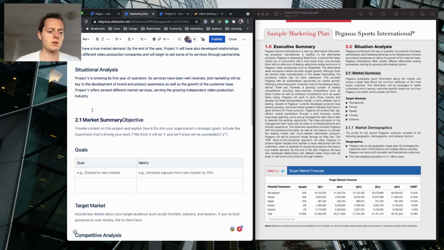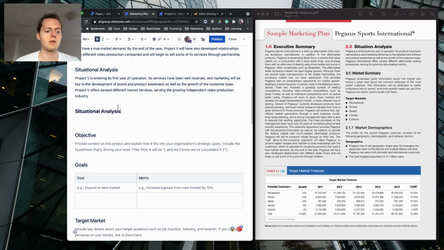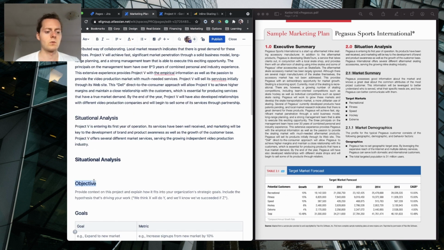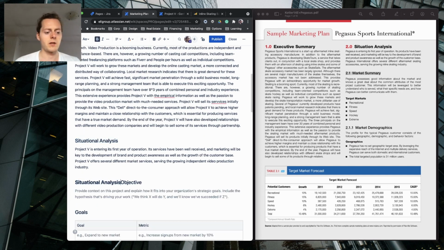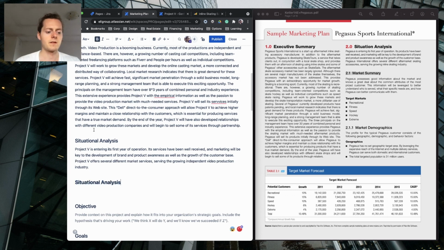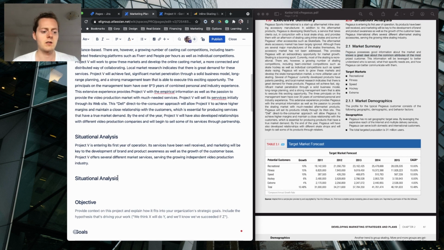I think I need something else. Market summary. So that's going to be a situational analysis. I'm going to copy this one and paste it here, and this is a little bit skewed. So that's 2, and this one is 2, so it's the same. Okay. Cool. Target markets. So this is market summary. I'm going to copy that one.